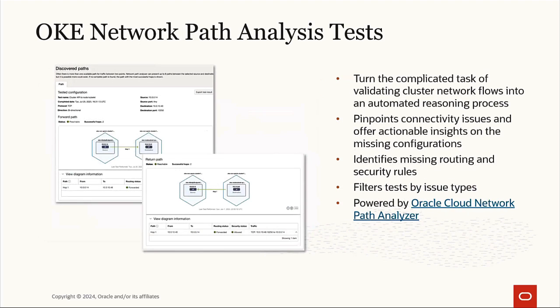This is a feature that we just launched not too long ago. What OKE network path analysis allows you to do is test the network connectivity between different IP addresses and your application. So if you happen to have, let's say, a misconfigured security group or security list, the network path analyzer can tell you where that particular connection is broken. So it's much easier in terms of troubleshooting. Next slide, please.